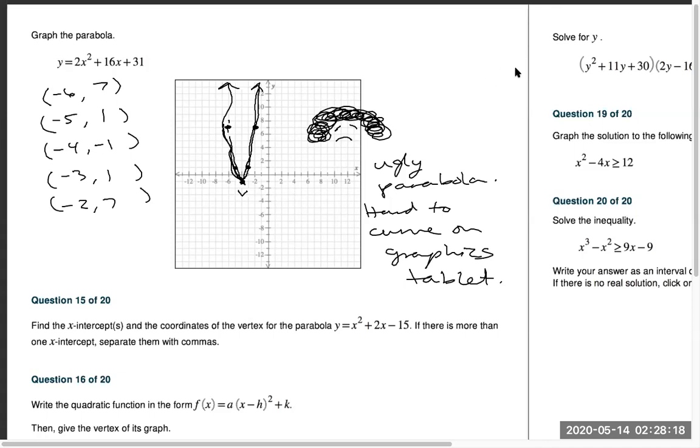Okay, so let me go ahead and save that. I'm going to go ahead and pause for a minute to check the chat because I can see some stuff popping up.